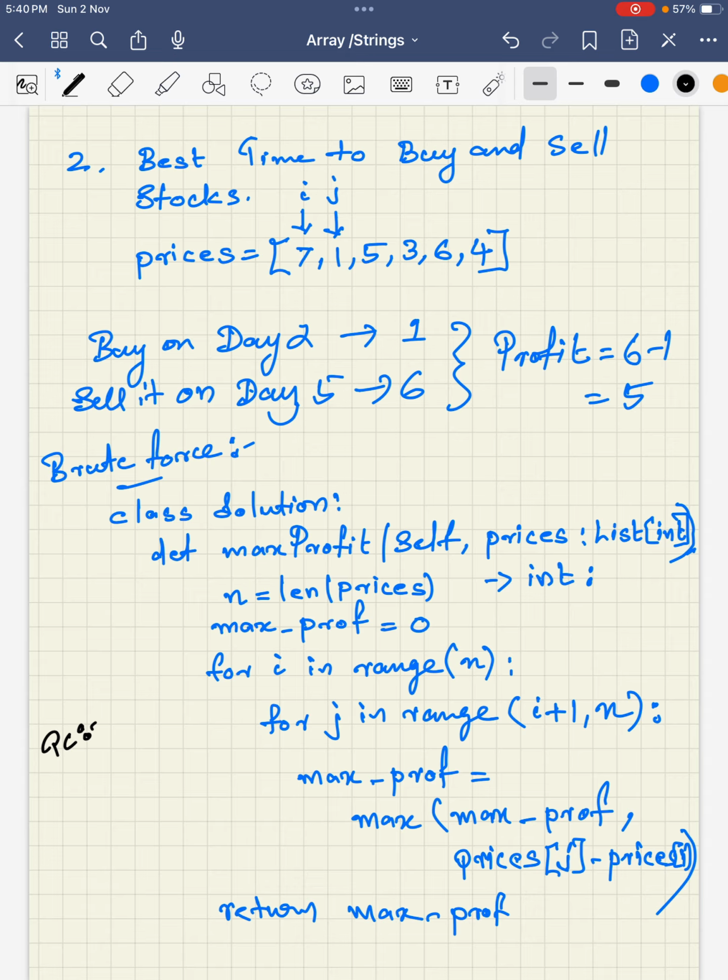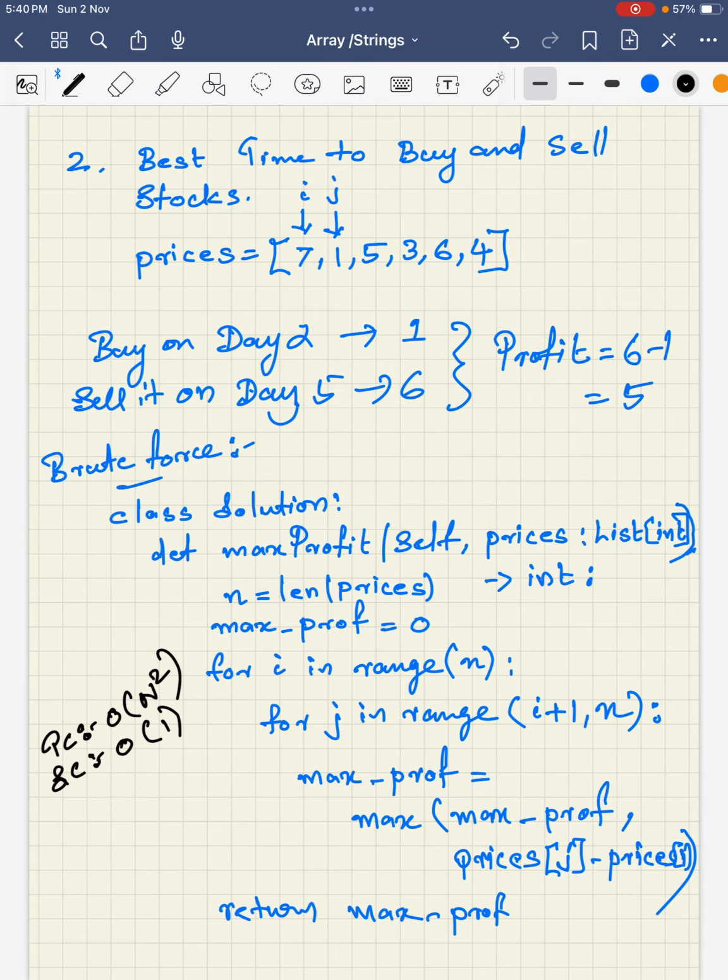And the question is, what is the time complexity? The time complexity here is that there is n times iteration here, and again back to back n times iteration here. So it would be the order of n square. Since we are not using any extra space for any purpose, the space complexity is order of 1.